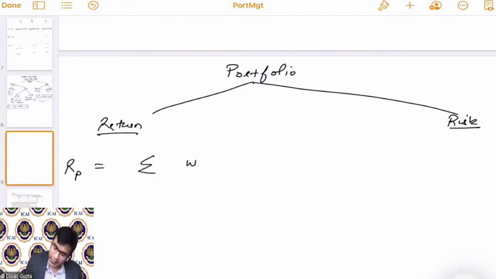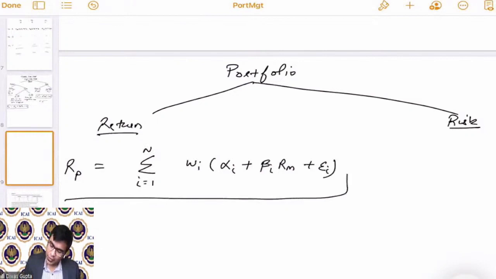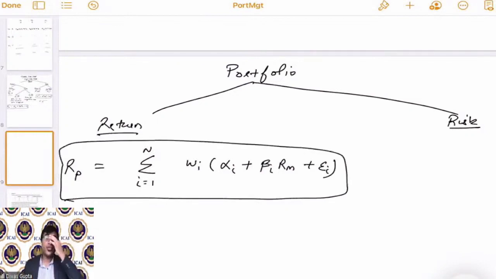So the return on the portfolio will be, summation we will put later, the weight multiplied by the individual return, where i is equal to 1 till n. So what you have to do here is multiply each and every security. Let's say there are 4 securities. Take the individual returns as per this model, multiply with the weight and take a summation of that. That's very easy and very simple.